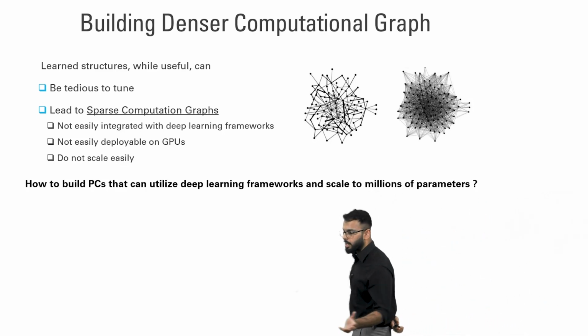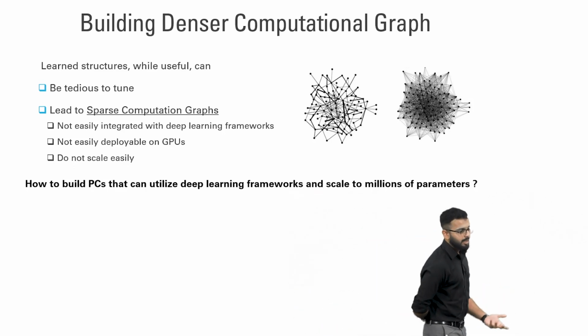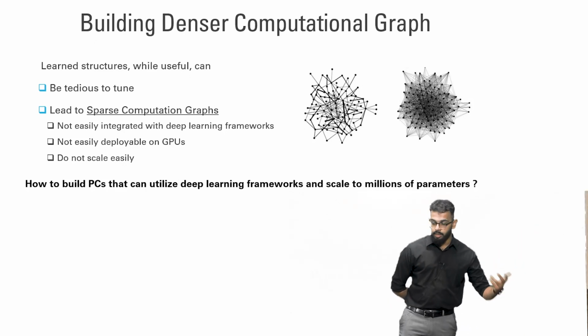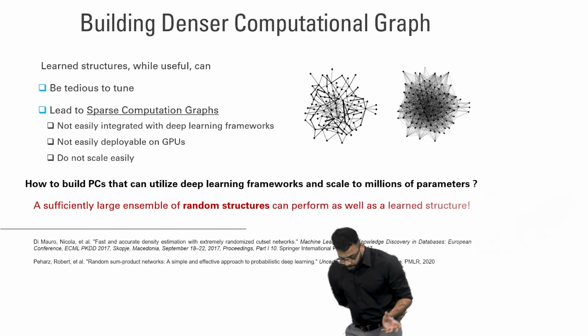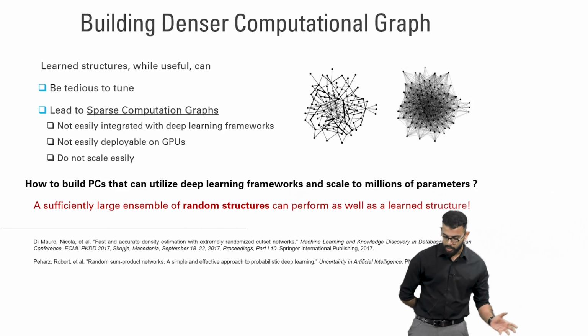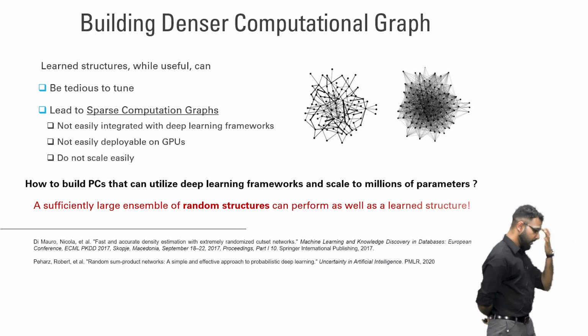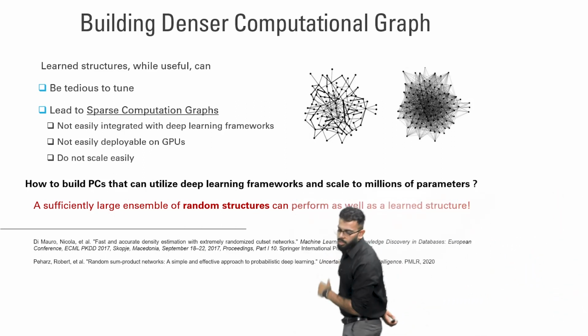When you have such a large ensemble of random structures, then such a model can be almost as expressive and equivalent to having a learned structure, right? So the point is, when you have a sufficiently large ensemble of random structures, it performs as well as a learned structure. This is something people have observed even before in classical machine learning as well, where you have things like random forests, etc.